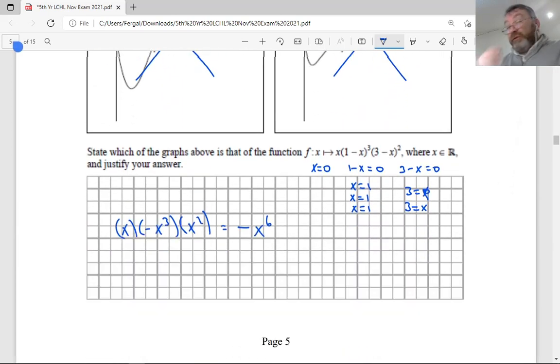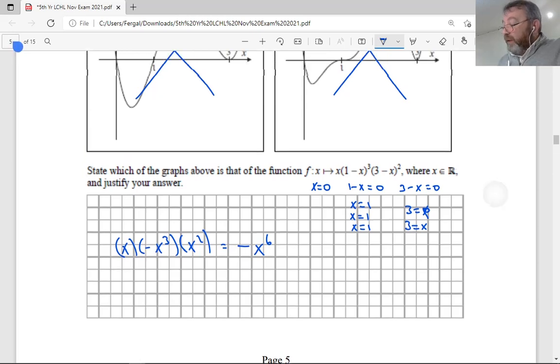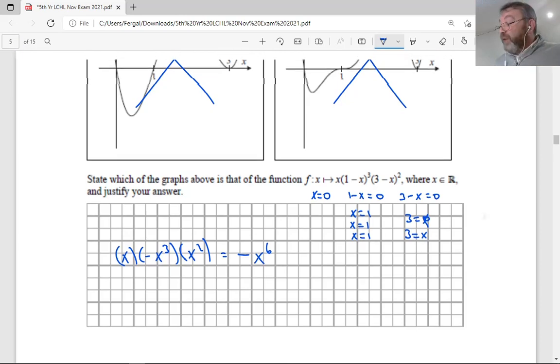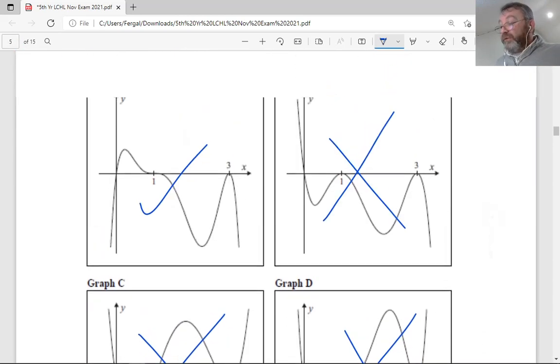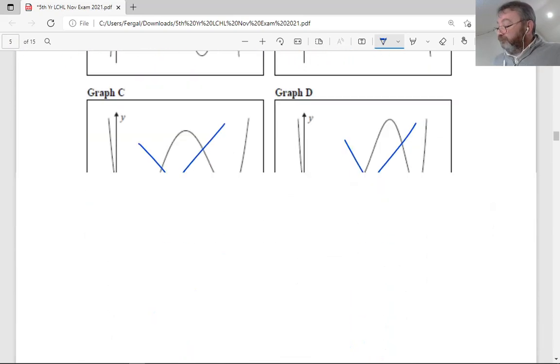See that? Now, just to verify the point, if the leading coefficient is negative, the right arm is down. But if the power of the leading term is even, then the left arm is down as well. And that definitely tells me that A is correct.